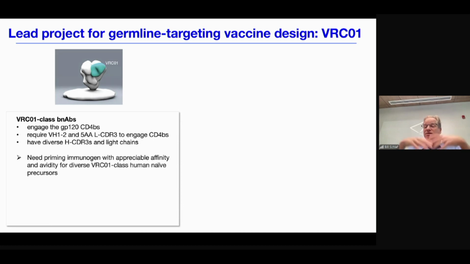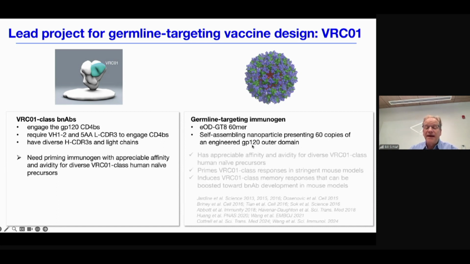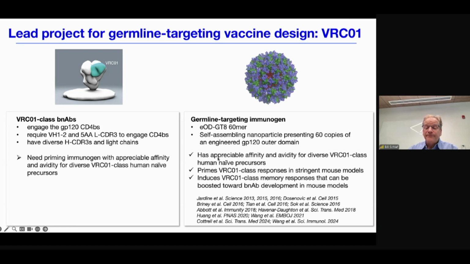So there's a very broad pool of these precursors, and we need a priming immunogen with appreciable affinity and avidity for diverse VRC01 class human naive precursors. So we spent a very long time, starting as soon as this antibody was discovered, devising this immunogen called eOD-GT8 60mer, a germline targeting immunogen. It's a nanoparticle presenting 60 copies of an engineered gp120 outer domain. And this immunogen does have appreciable monovalent affinity and avidity for diverse VRC01 class human naive precursors.